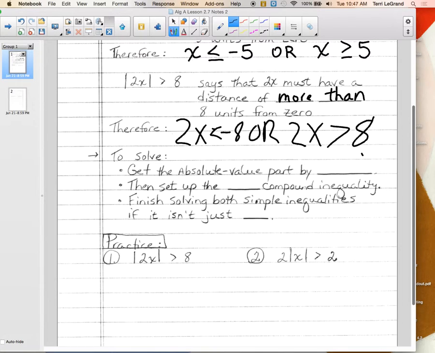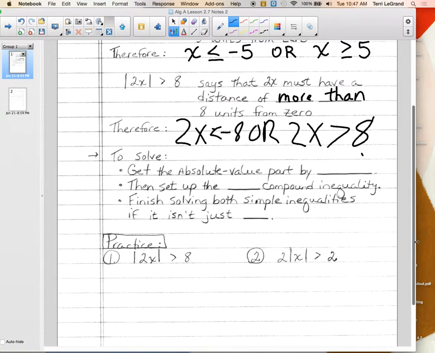Yeah? Okay. This says 2x is greater than 8, so now we're thinking about all the numbers bigger than 8, so like 9 and 10 and 20 and 100, and do all of those numbers, 9, 10, 20, 100, do they all have a distance of more than 8 units? Are they more than 8 units away from 0? Yeah, they are. So this is the correct way to set it up. This is how we can get rid of our absolute value bars.